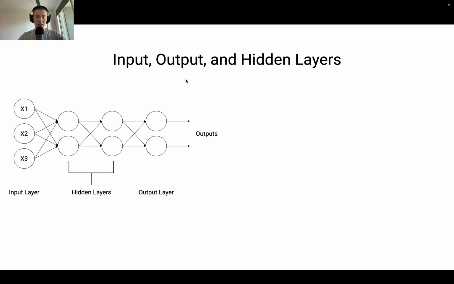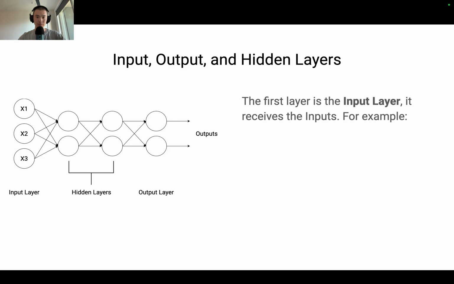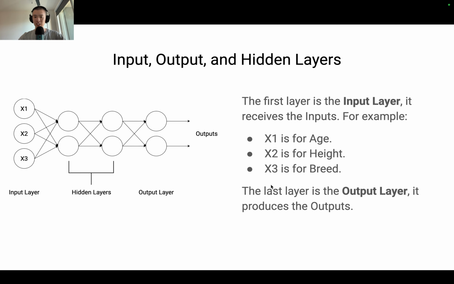So for input, output, and hidden layers, the first layer is the input layer. It receives the inputs. For example, maybe x1 could be the age, x2 could be the height, and x3 could be the breed for maybe a dog or a cat, etc. These are just examples. Feel free to use your imagination. The last layer is the output layer. It produces the outputs. And in between are the hidden layers.